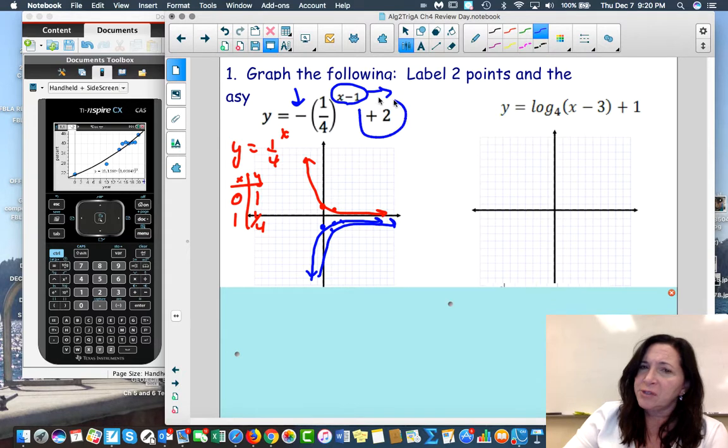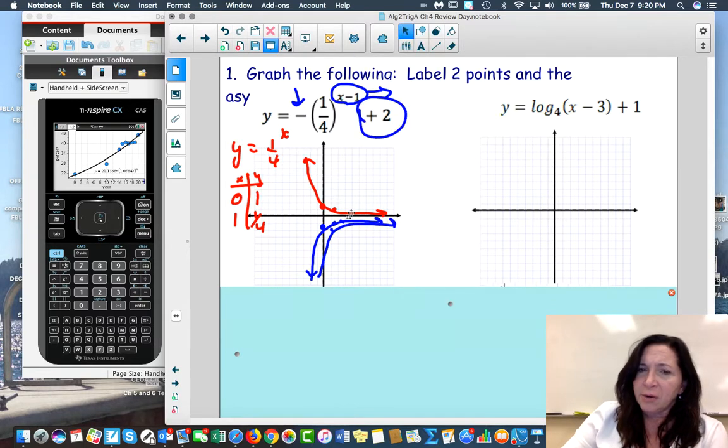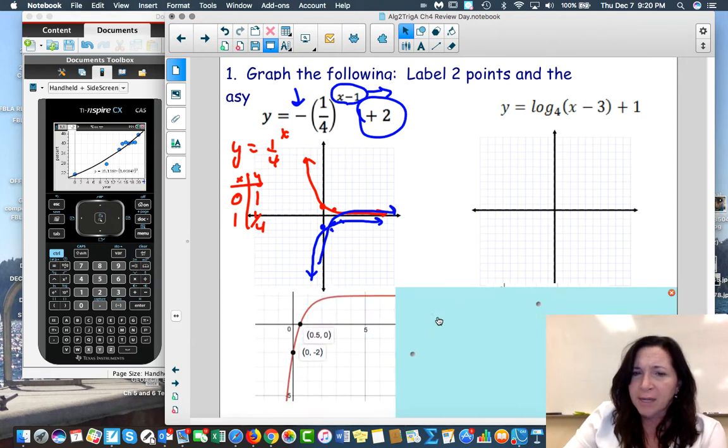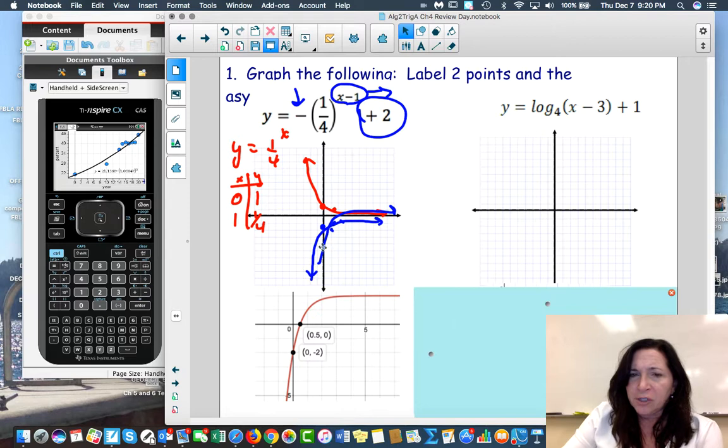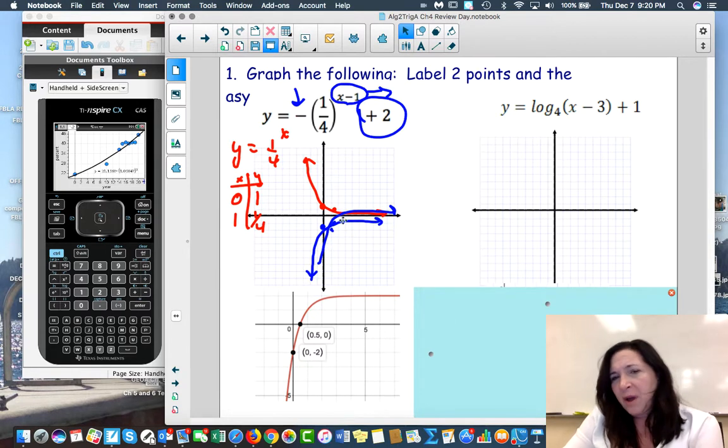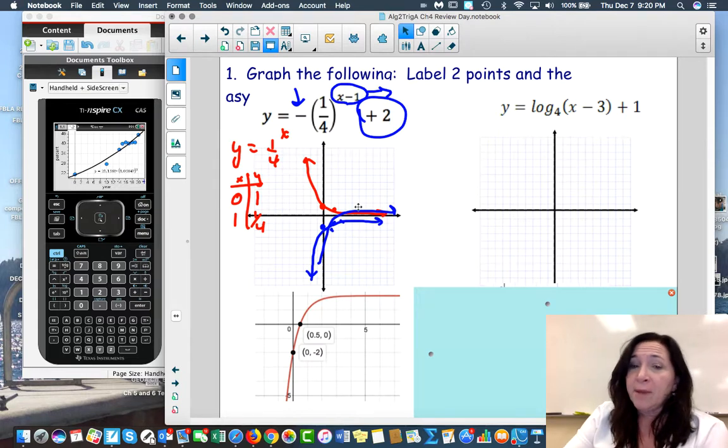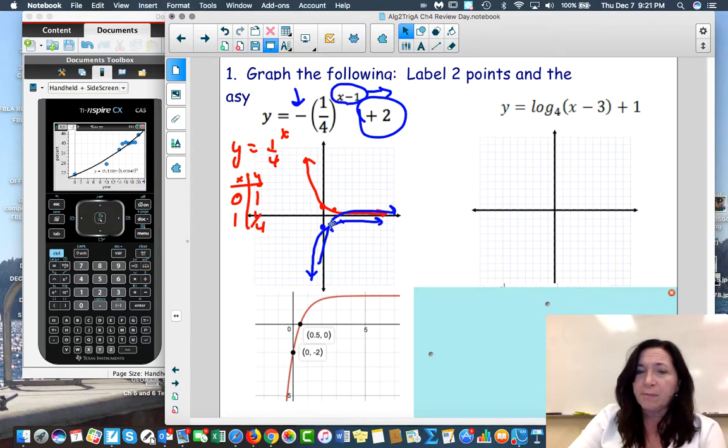The +2 will take the entire graph that I just moved over and move it up 2. So in this case, this graph right here ends up having 2 points here and here, 0, -2, and 0.5-ish, 0. And it's really, really important and in your best interest to, as you're moving your points, plot those and maintain where you are at all times.